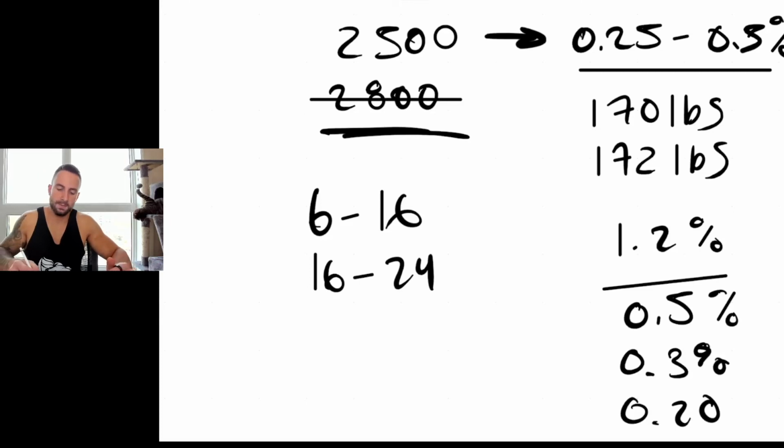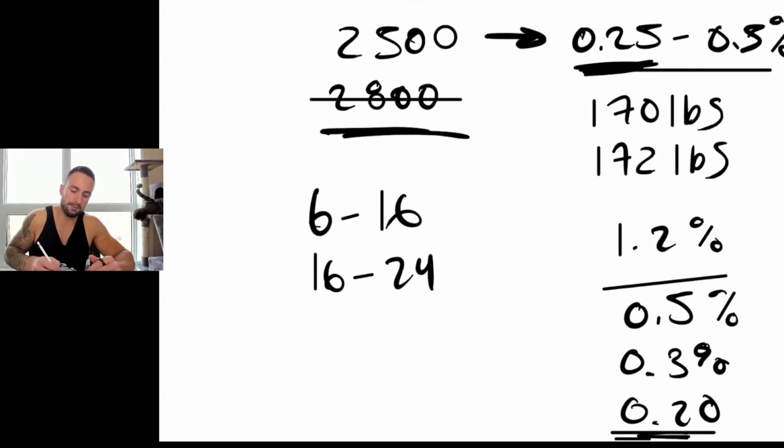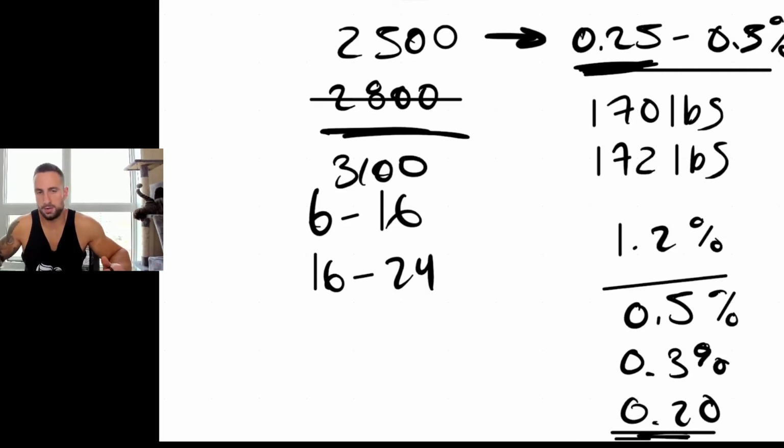If you gain below the 0.25%, then you're going to want to increase your calories. So once you fall below range, that's when it's time to increase. So you might go from 2,800 to 3,100, right? Okay, so I hope that makes sense.